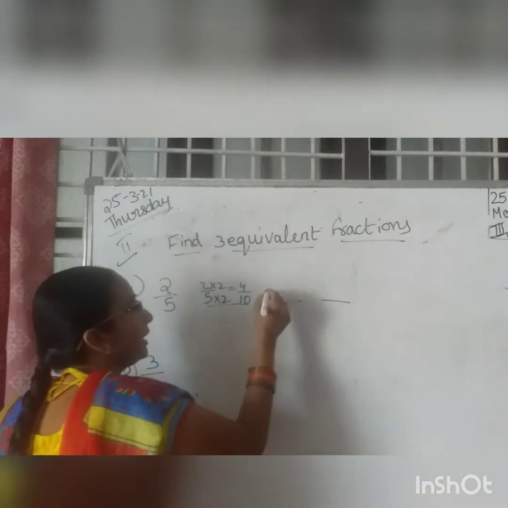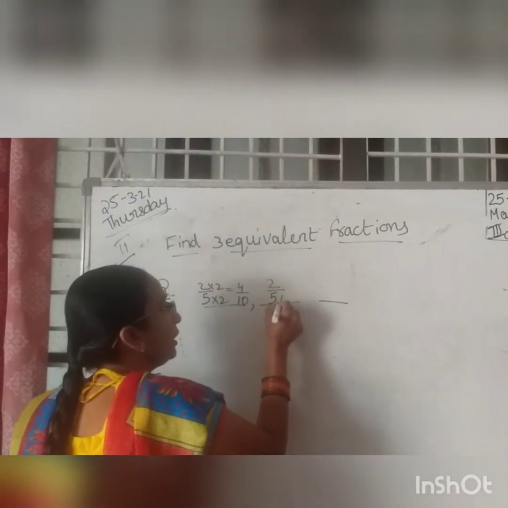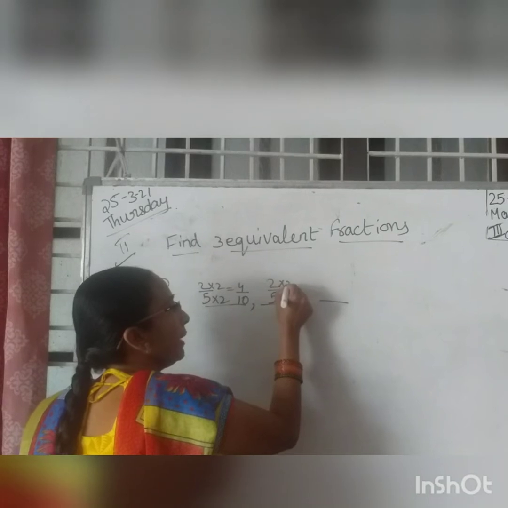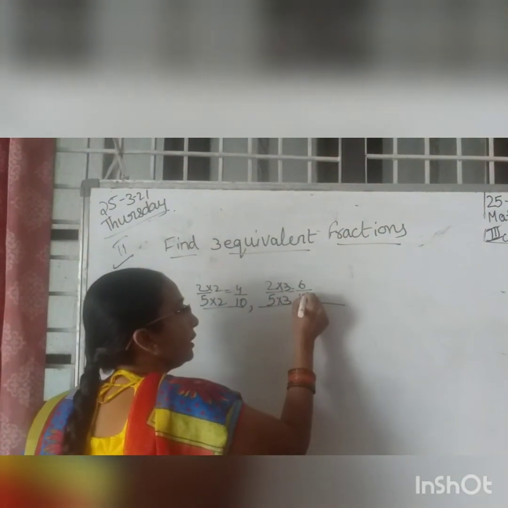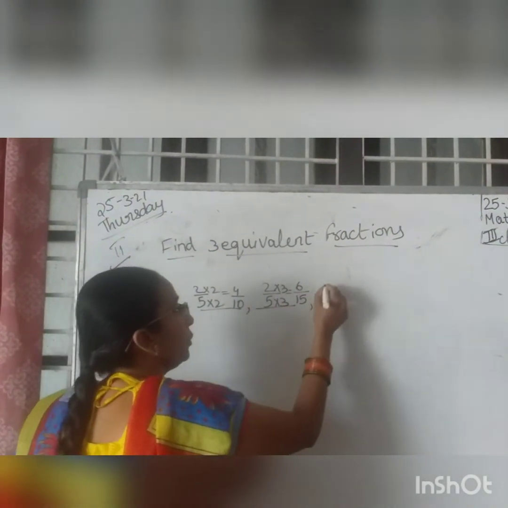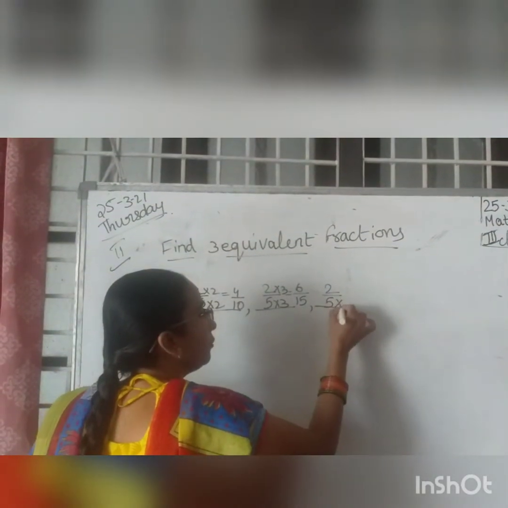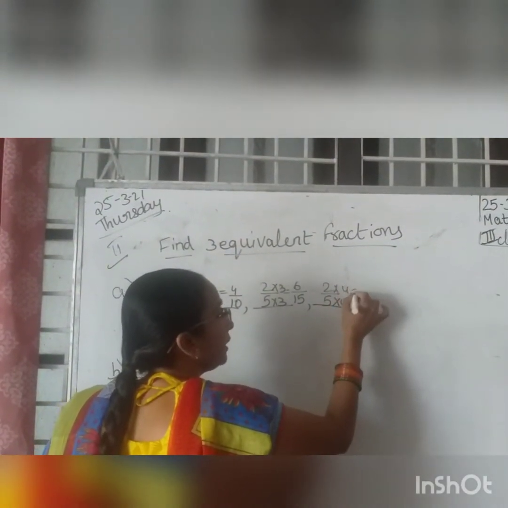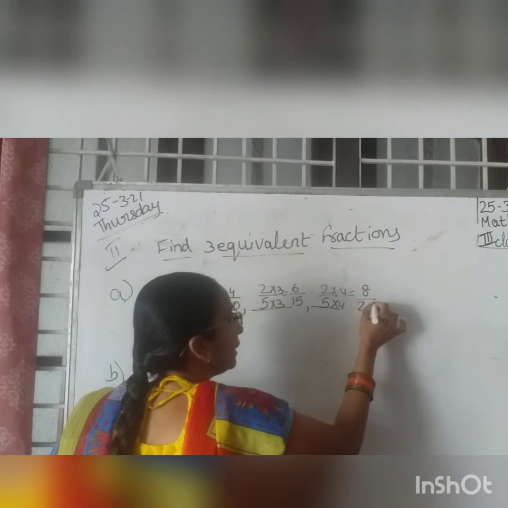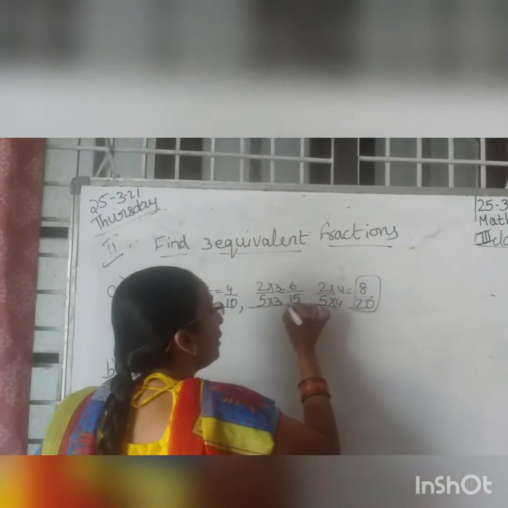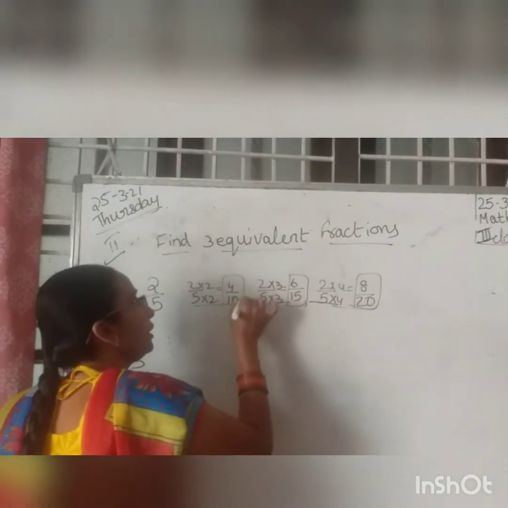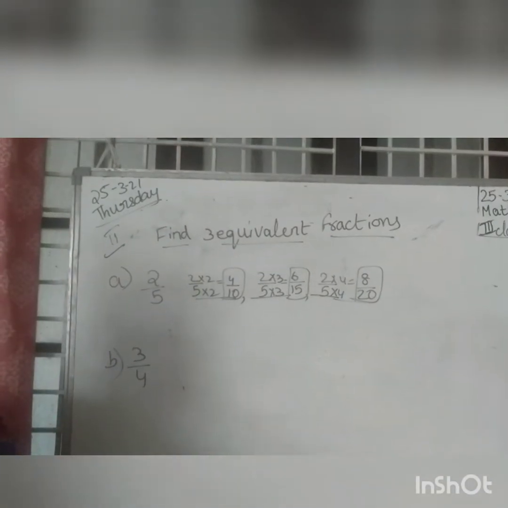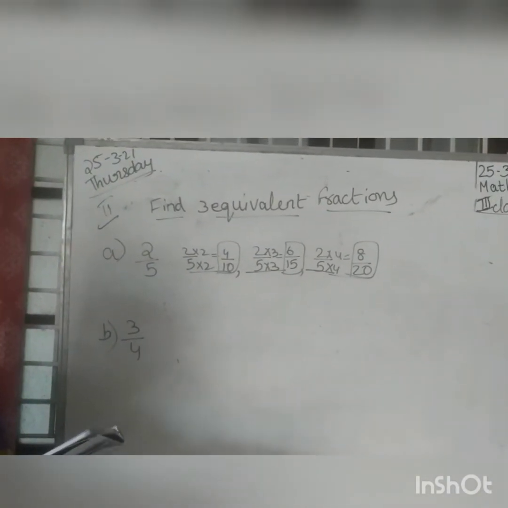And see again, 2 by 5 into 3, multiply both by the same number: 6 by 15. Yes. 2 by 5 into 4 into 4, that is nothing but 8 by 20. These 3 numbers, which I wrote in a box, are equivalent fractions.